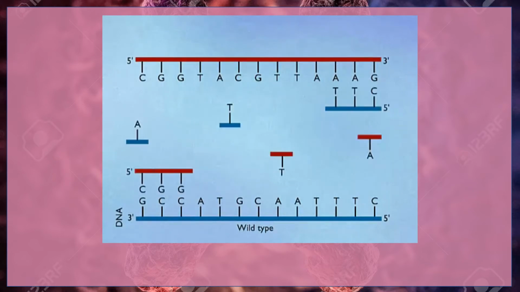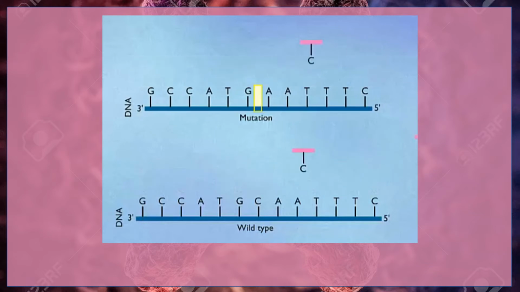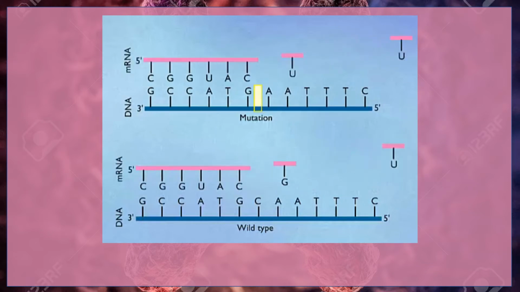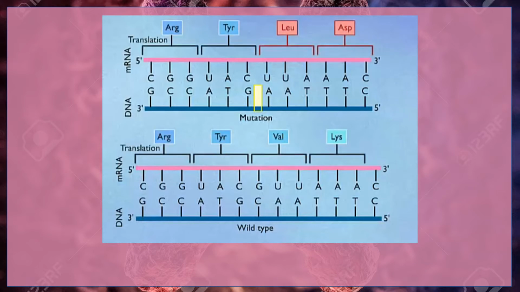Another type of frame shift mutation occurs when a nucleotide is deleted during DNA replication. Deletion of a nucleotide in DNA results in a change in the codons in messenger RNA from the point of the deletion and changes in the amino acids inserted into the protein.